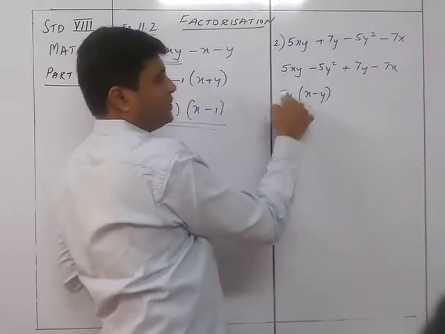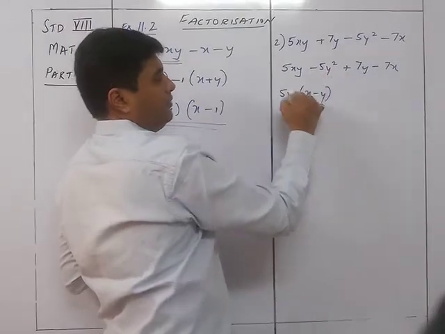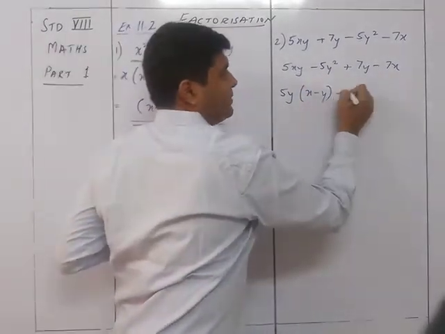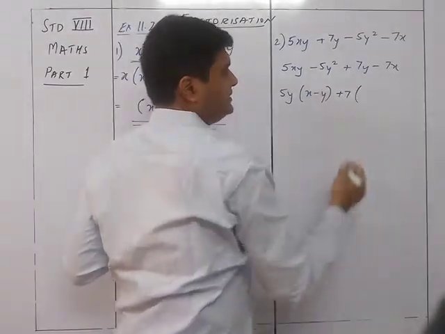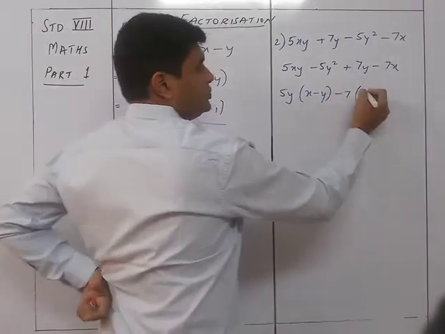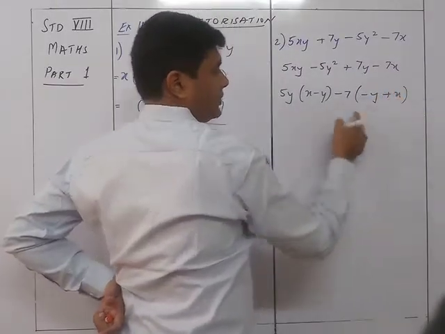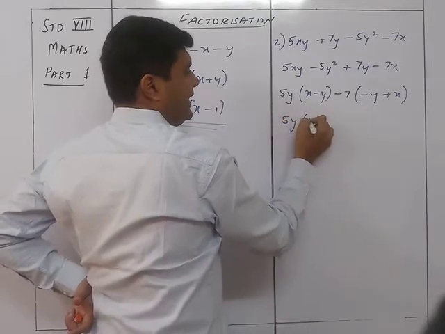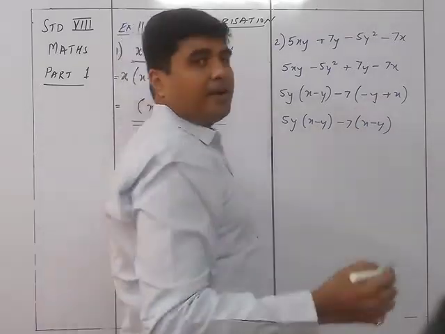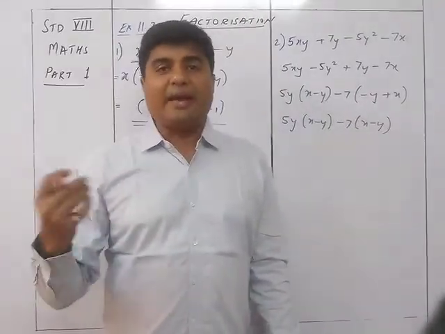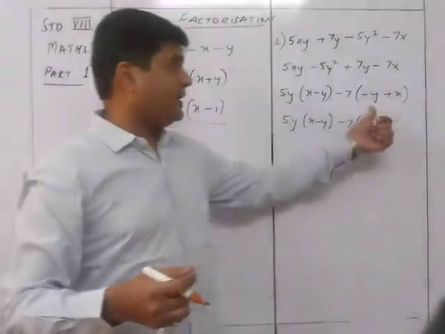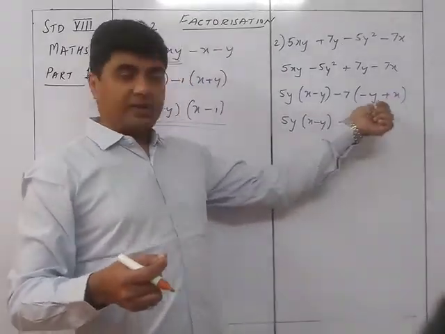See, 5y from this, taking it out, x remains. 5y from this, taking it out, minus y remains. From here we will do the same, take plus 7 outside, and over here I'll take minus. So you get minus y plus x, which is nothing but 5y into x minus y, minus 7 into x minus y. See, if I write minus 2 plus 3 or 3 minus 2, does it make any difference? No. Right? So that's why I'm writing here minus y plus x is nothing but x minus y.